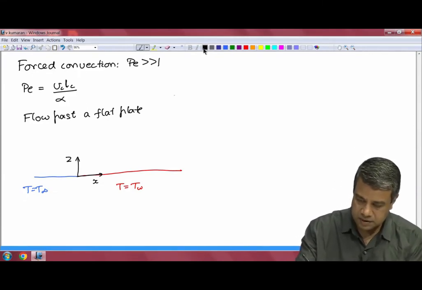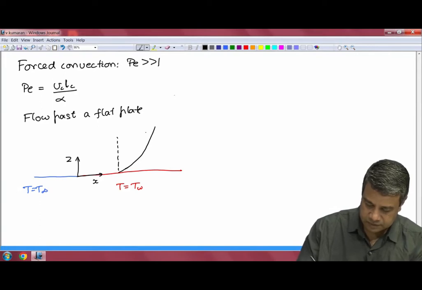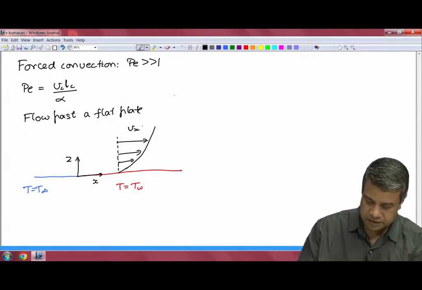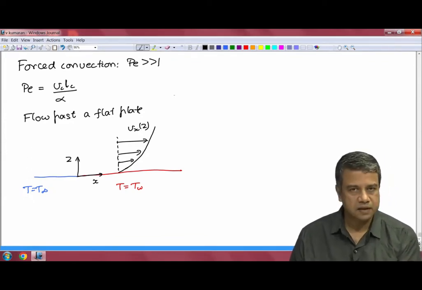We will assume that this is a fully developed flow past a flat plate. This is the velocity Vx, which is a function of z alone. And we would like to find out what is the heat flux and the heat transfer rate.